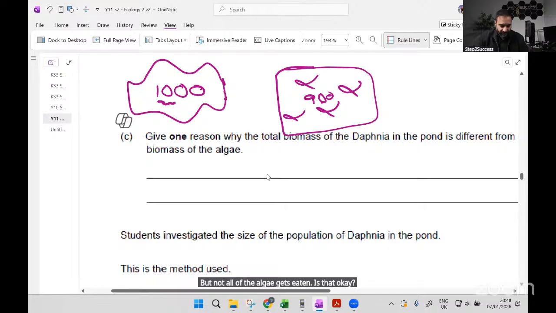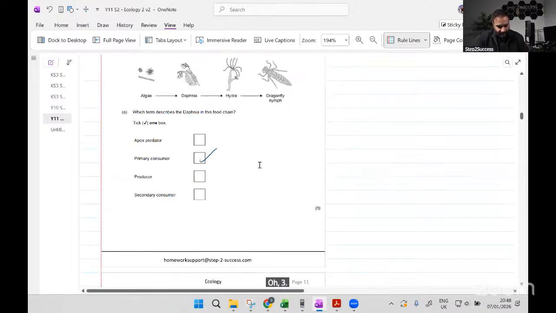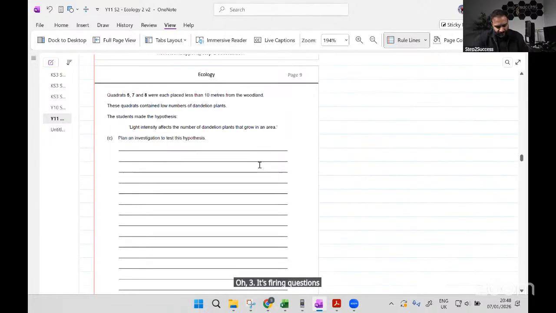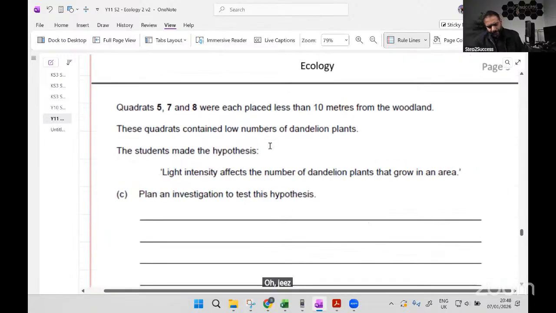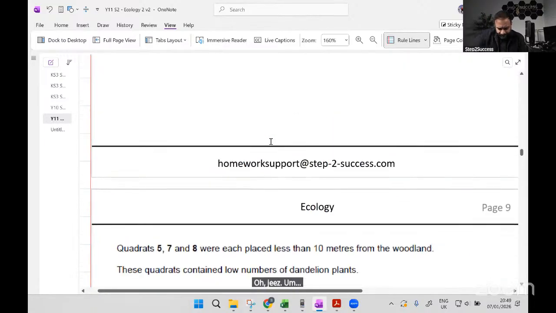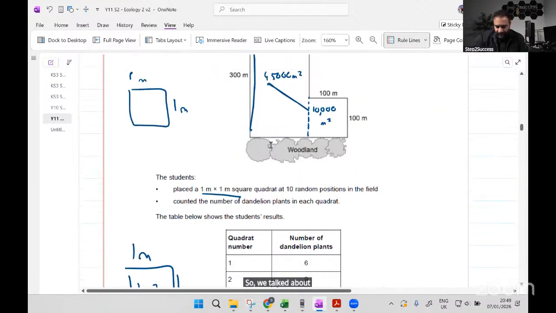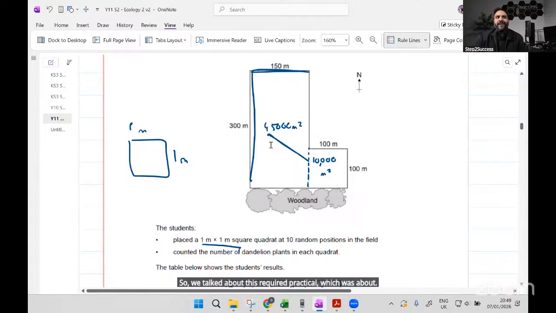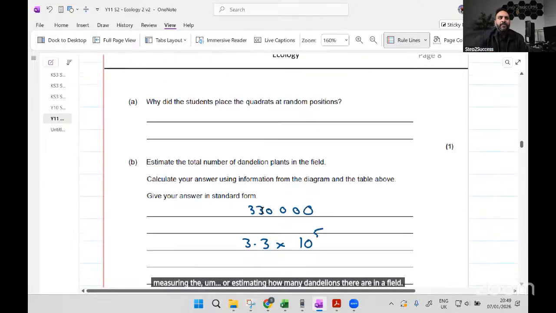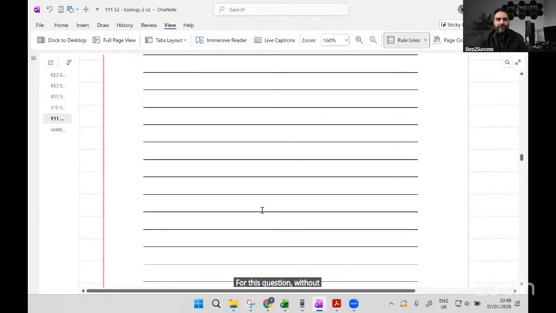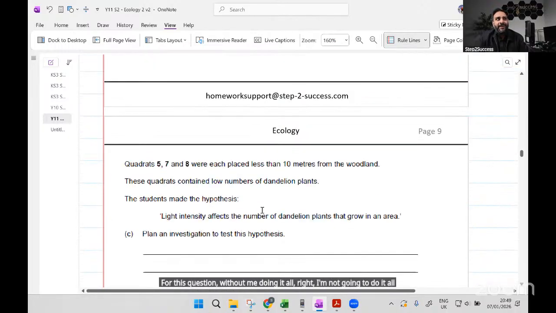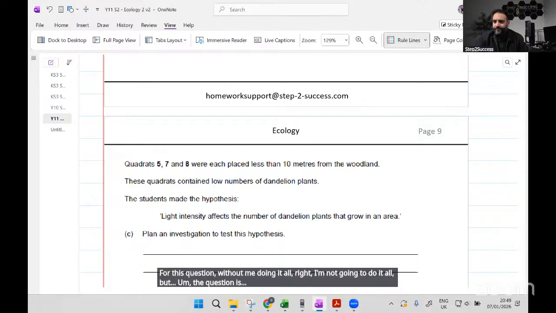No. 3C. Inspiring questions, aren't we? Oh, geez. Right. So we talked about this required practical, which was about measuring or estimating how many dandelions there are in a field. For this question, I'm not going to do it all, but the question is... Yes, you can mention feces as well, indeed, in the last question.